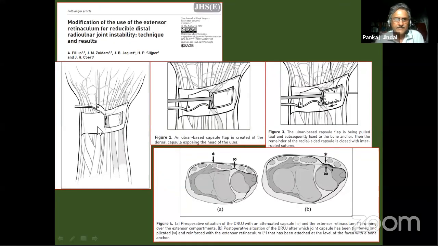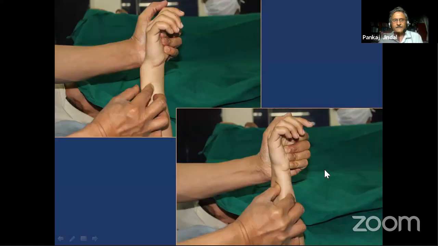What they did was reflect the extensor retinaculum and dissect the capsule, and they were both advanced on either side. The capsule was advanced on one side, the retinaculum was advanced on the other side, and this caused stabilization of the dorsally subluxating ulna. So this is a clinical example.